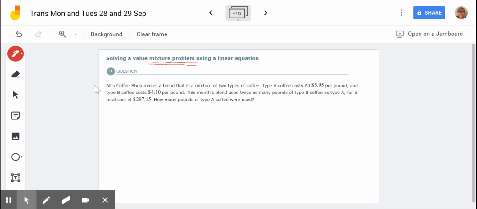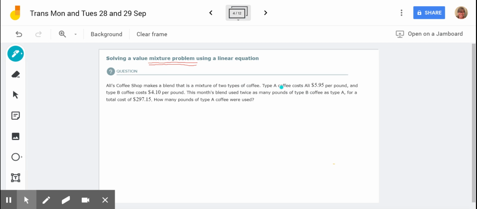So I'll give you a moment to read this problem. All right. So the first time through, whenever I read it, I'm basically just saying, what is this thing talking about? Honestly, you don't absorb it all. So what are we talking about? We're talking about coffee. Okay, she makes a blend.